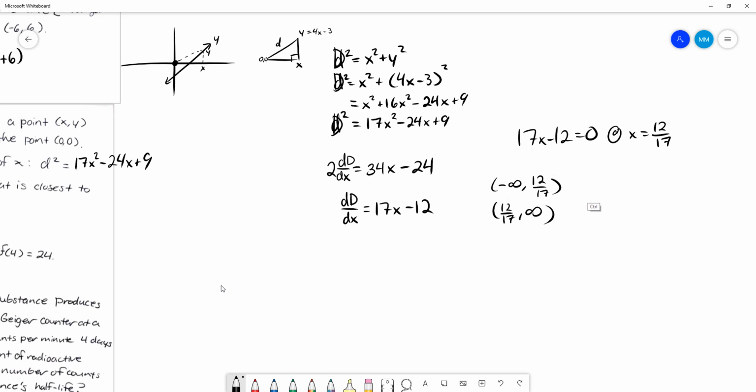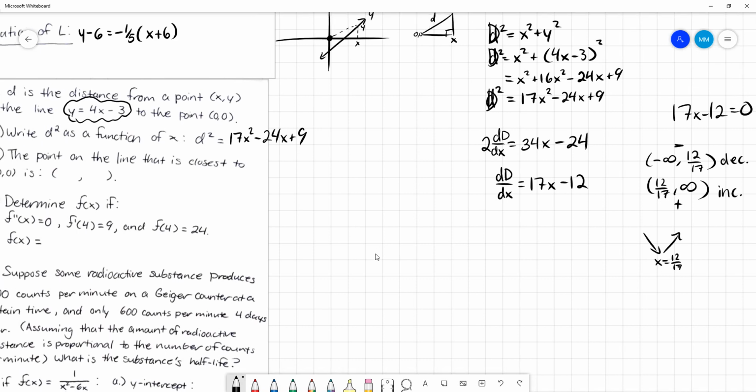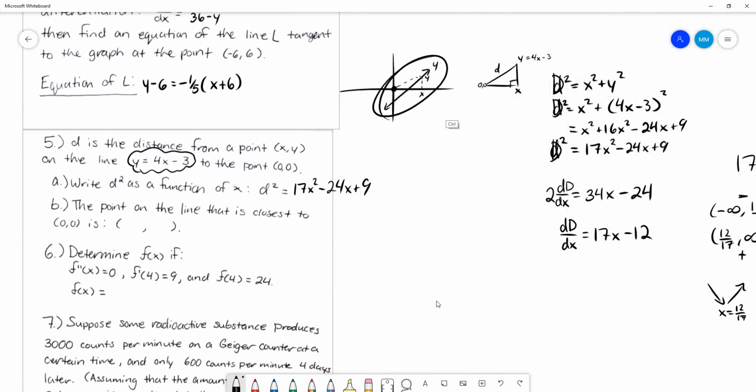So I'm going to plug in a 0 for that. If I plug in a 0, it's going to be negative 12, which makes this negative, which makes this decreasing. So it's decreasing up to x equals 12/17. And then from here, I'm going to plug in a 1. It's going to be 17 minus 12, which is 5, so it's positive. This is increasing from there, which means that this point is a minimum.